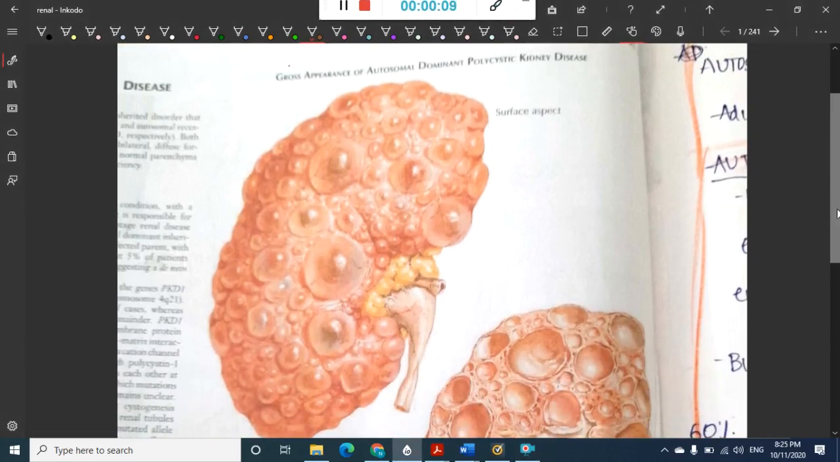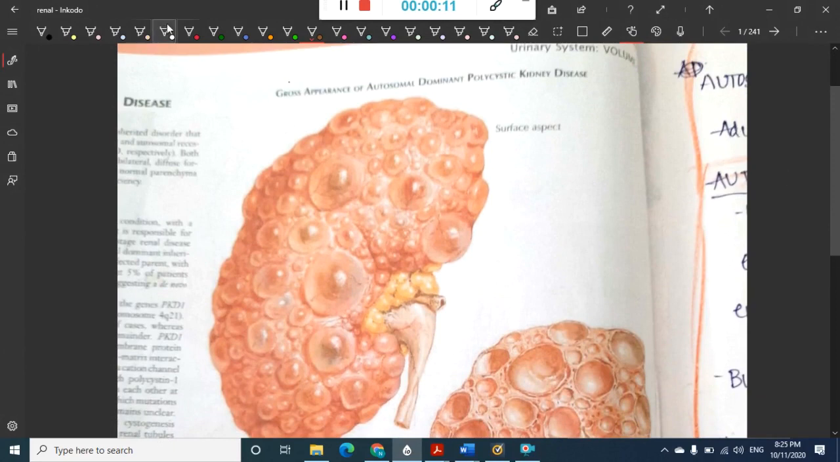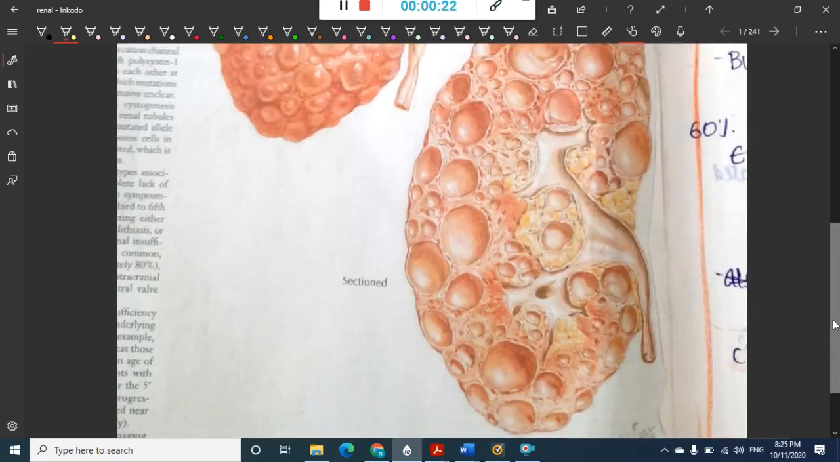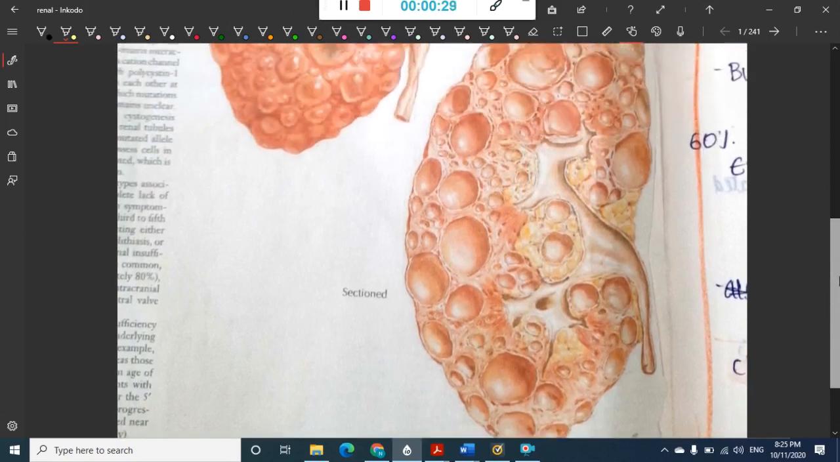So these are the pictures which are taken from Netter's Atlas. In this picture you can see many large bubble-like structures, which are autosomal dominant polycystic kidney disease, superiorly. And if you do a cross section of this, you see multiple cysts of different sizes and different shapes. Okay, so this is polycystic kidney disease.